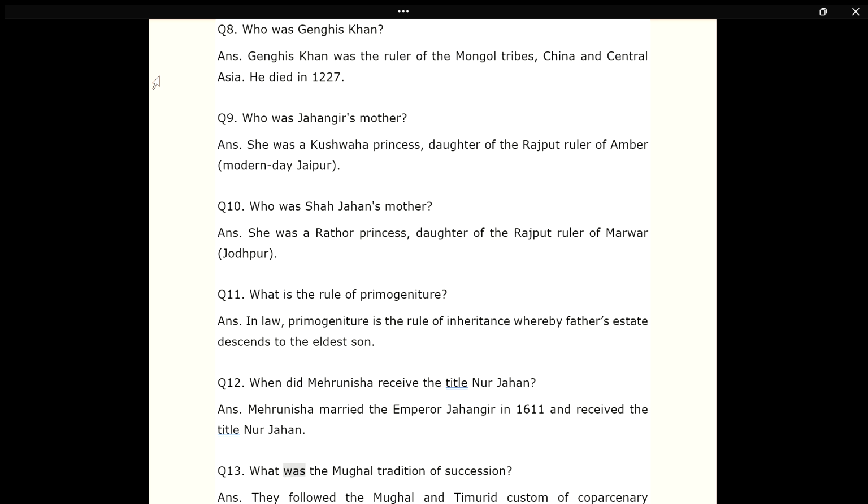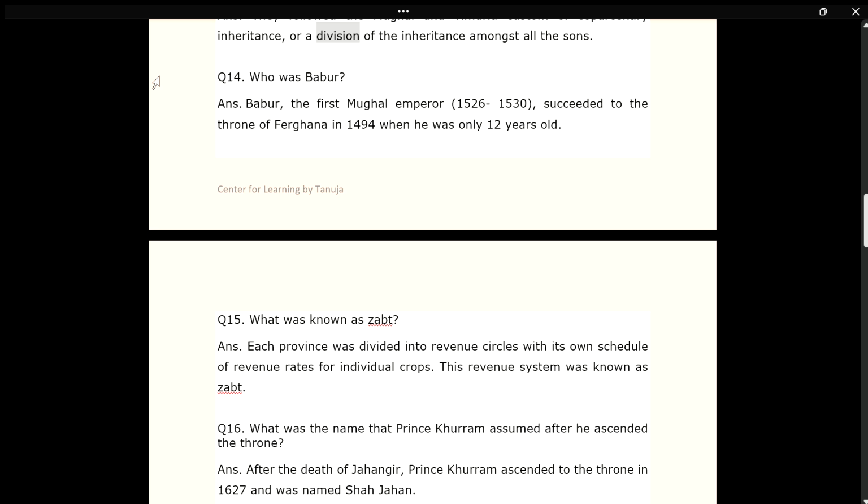Q13. What was the Mughal tradition of succession? Ans. They followed the Mughal and Timurid custom of coparcenary inheritance, or a division of the inheritance amongst all the sons. Q14. Who was Babur? Ans. Babur, the first Mughal emperor, 1526-1530, succeeded to the throne of Fergana in 1494 when he was only 12 years old.